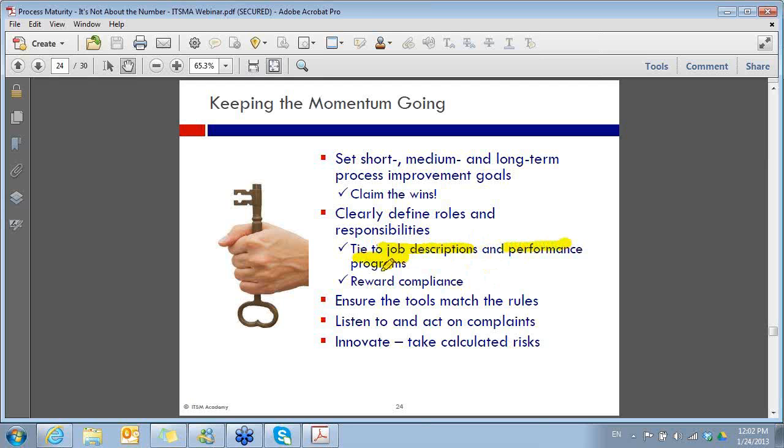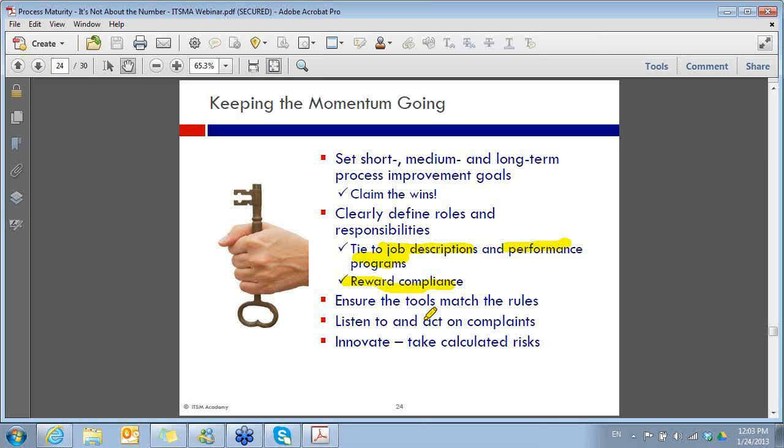It's part of their performance program. And also reward compliance. Many times in IT, we reward the heroes. We reward the people who save the day, right? Something bad happens and they sweep in and save the day. Well, we also know that many times those heroes cause whatever happened to begin with because they're maybe cowboys and they're a little bit operating outside the law.